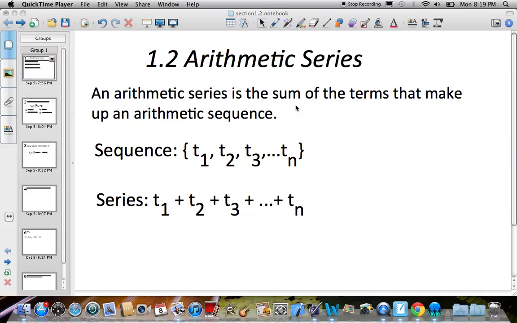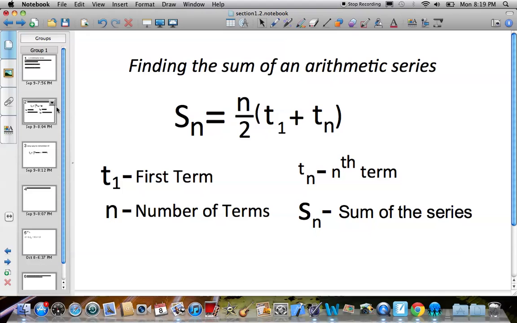So let's have a look at how we actually add them together and how we find the formula. Because you can imagine if this is T100 or even T20, it's going to take a significant amount of time to add those together. So there is an easy way of doing it, and it's a formula. We discussed it in class.